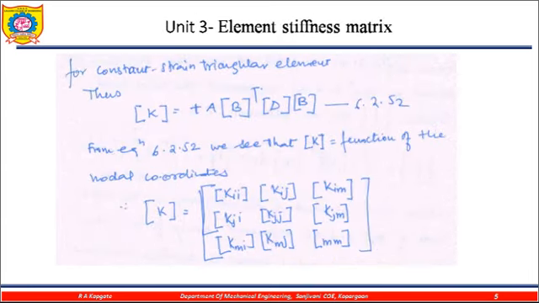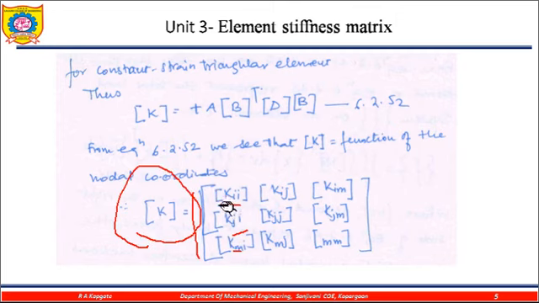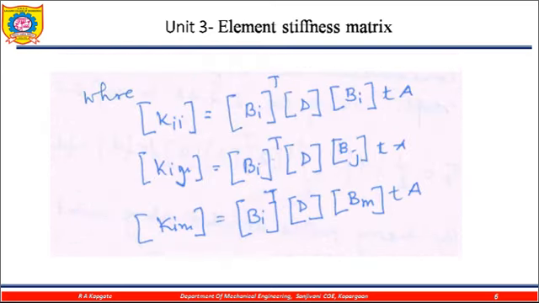Now this stiffness matrix I can write for all the nodes, for I node, J node and M node. So this my K matrix is equal to the matrix of Kii, Kij, Kim, Kji, Kjj, Kjm, Kmi, Kmj, Kmm. So this is my final element stiffness matrix. Here Kii is equal to beta I transpose into D matrix into beta I matrix.